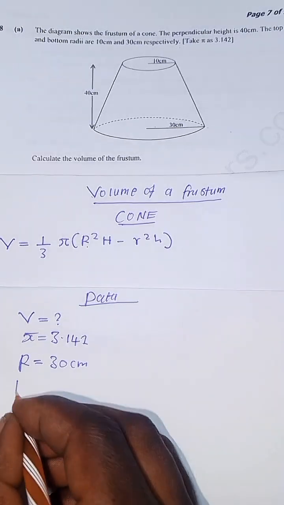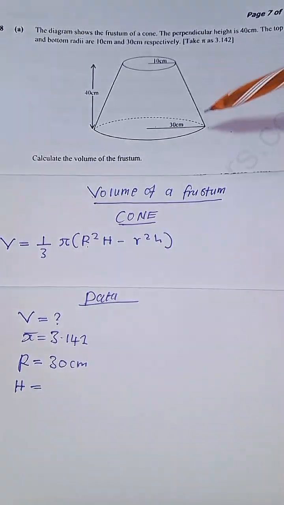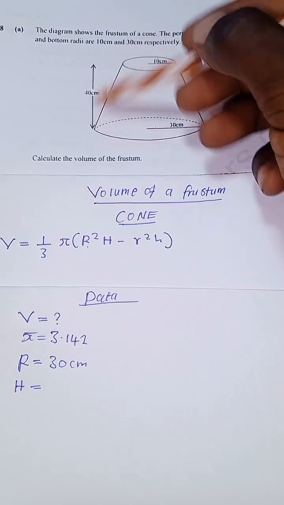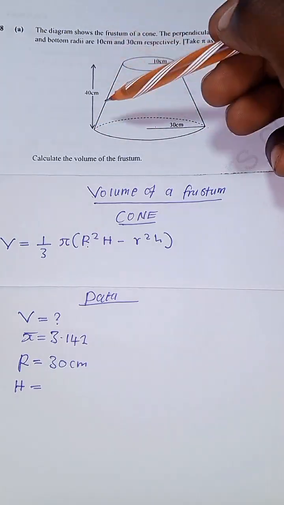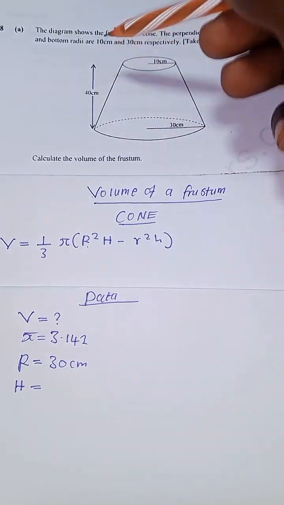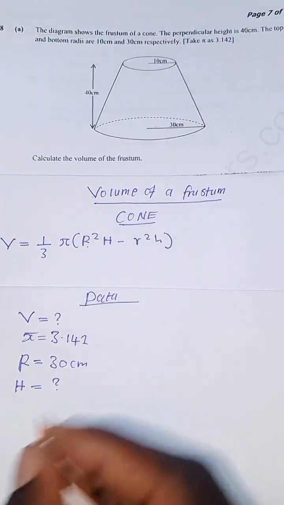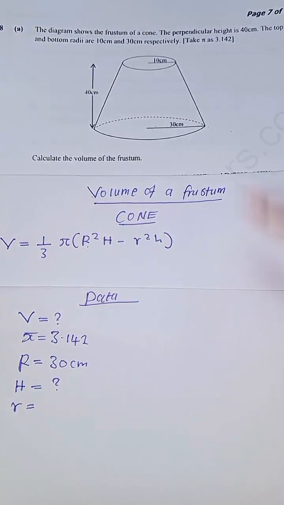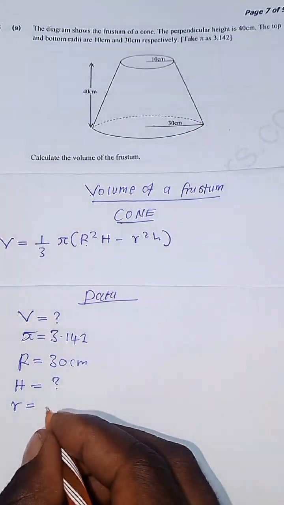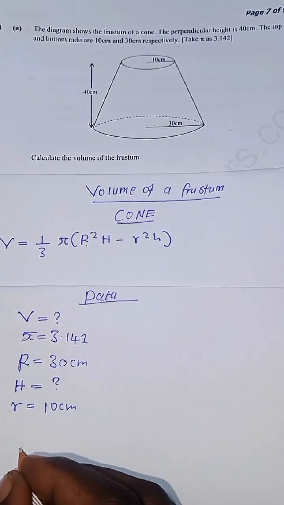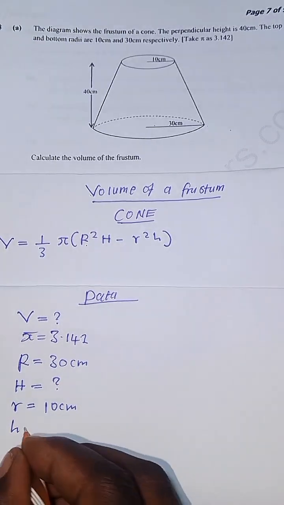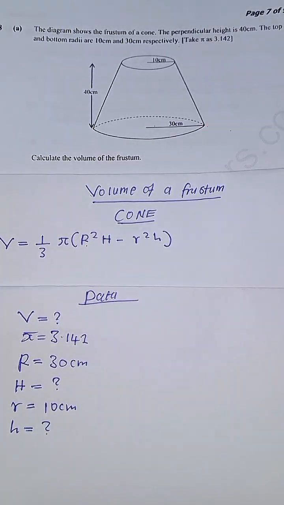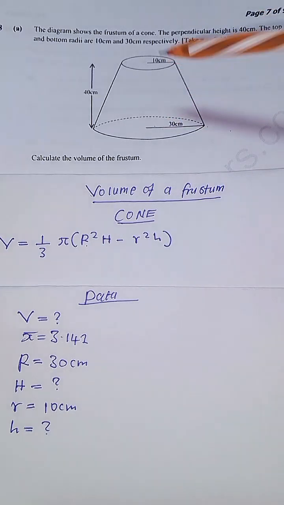Then we need H. Now H is simply the height of a cone, not height of a frustum. The one that we have been given is the height of a frustum, but we need the height of a complete cone before it was cut. So we don't know this one. Then what else do we need? We need small radius, which we have been given as 10 centimeter, the top radius there. Then we also need small h. This small letter h is the height of the part that was cut, the part that we have not been given in this question.